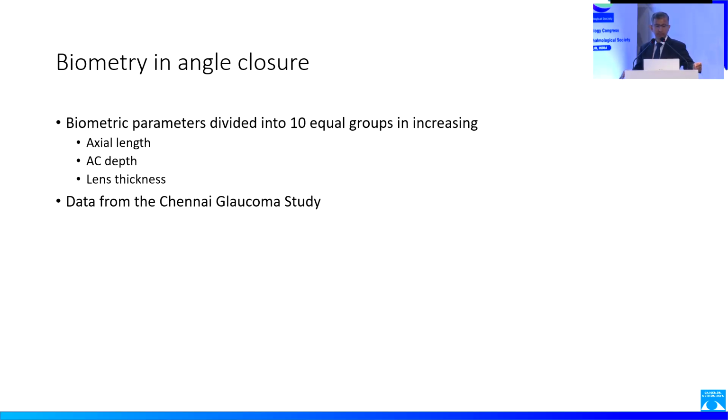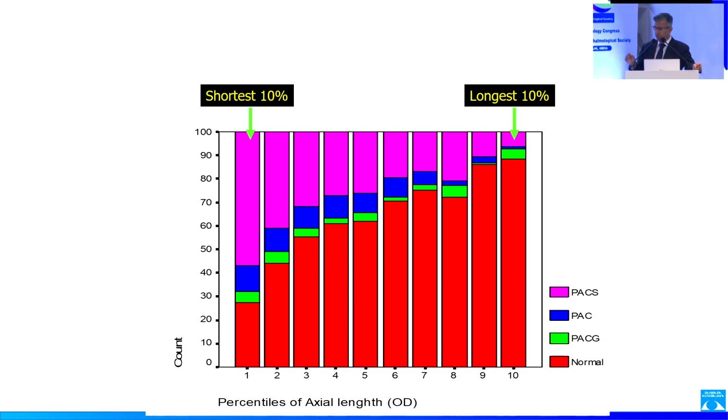When we looked at our population-based study, we looked at about 2,000 odd patients and looked at their biometry. We divided them into 10 equal groups based on increasing axial length, AC depth, and lens thickness. This is what we found with axial length, and it is what you would expect: the shortest eyes have the greatest risk of angle closure. Almost 70% of them had some form of angle closure disease. But as was alluded to earlier, myopia does not mean that you are not at any risk. Even among the myopes, a small proportion had some form of angle closure disease.